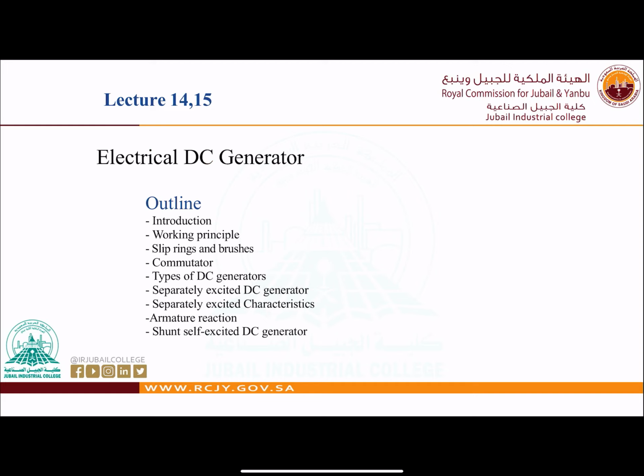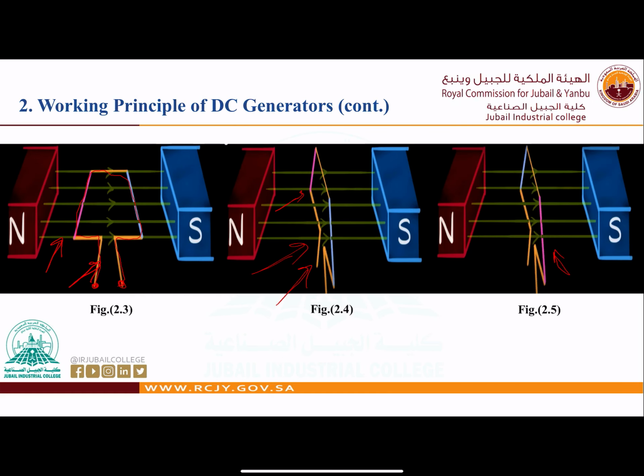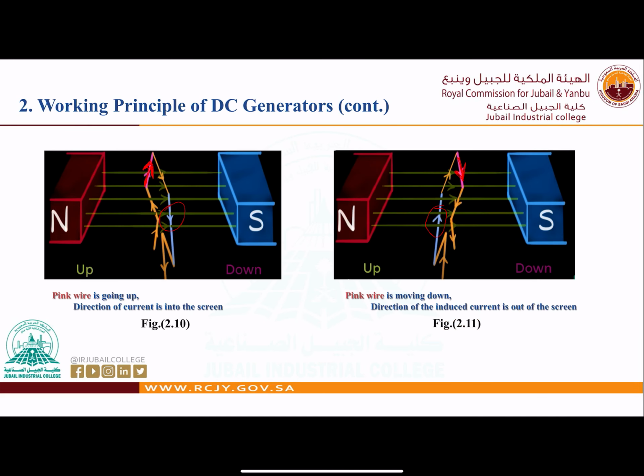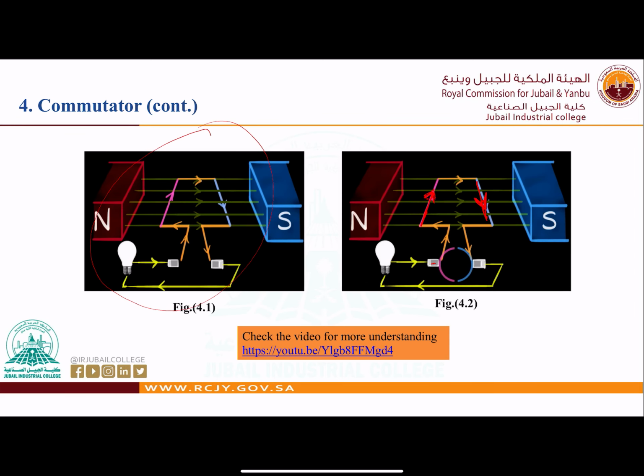Please make sure that you understand everything. If you couldn't understand my explanation, you can go to the link that I provide in this lecture. You can just visit this link, and they will explain the movement of the DC generator, how it is moving, and how we can generate the voltage, everything.